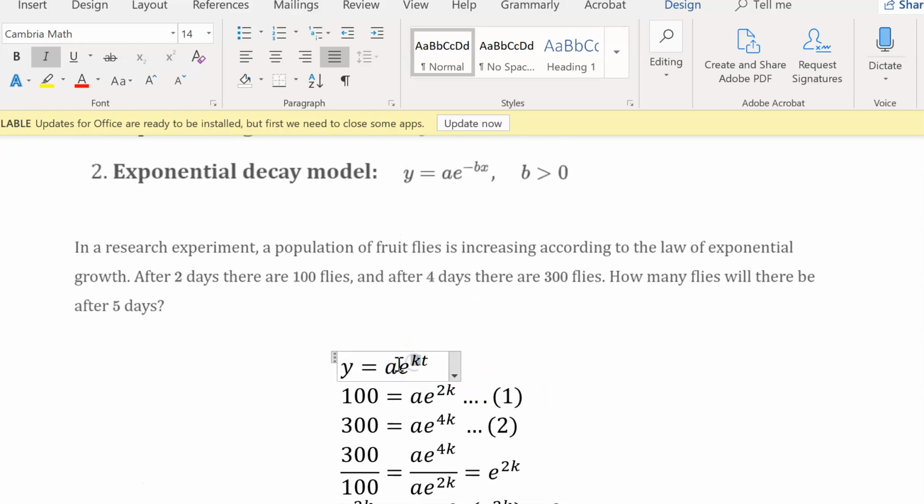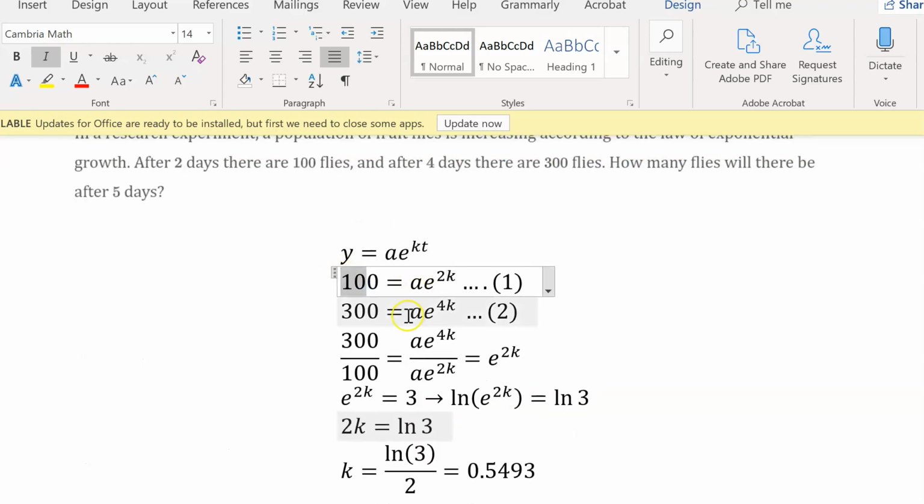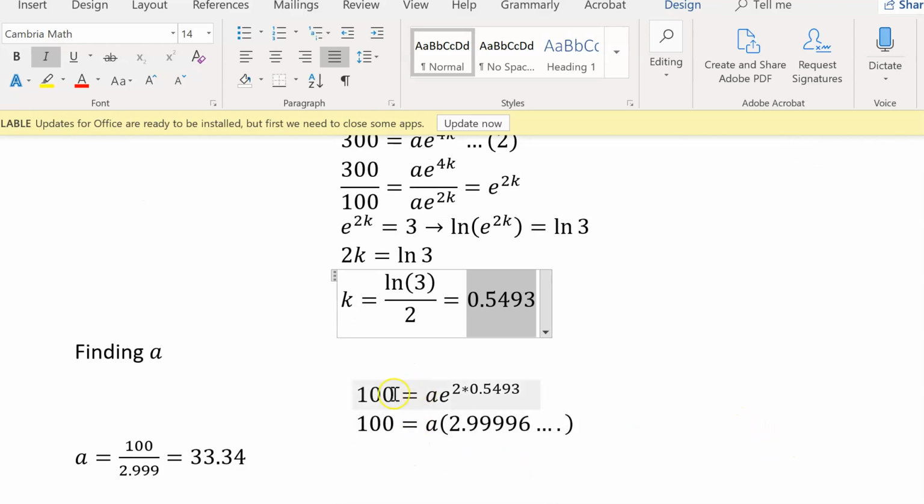But we need to find a also, okay? So how do you find a? We can go to the first equation and plug in for k the value that we got. We get 100 equals a times e to the 2k. And what is k now? We know k to be equal to 0.5493. So when you plug that in, you get 100 is equal to a times e to the 2 times 0.5493. If you use your calculators, this turns out to be 2.99996 times a. If you solve for a, you get a is equal to 100 divided by 2.999, which is 33.34. So very good, we found a also.